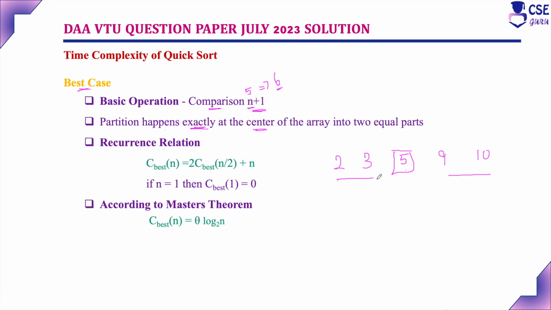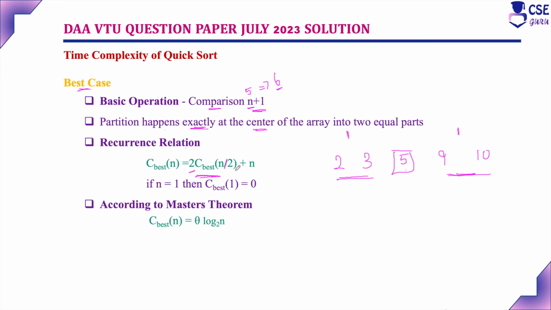On the left side you need to sort 2 elements only. On the right side also you need to sort 2 elements only. Okay, so this is the best case time complexity, and the recurrence relation is 2C best of n by 2. Why are we using 2? Because for the left side array, you need to implement the same procedure once, and for the right side array, one more time you have to implement the same procedure. So it is 2C best of n by 2 elements.